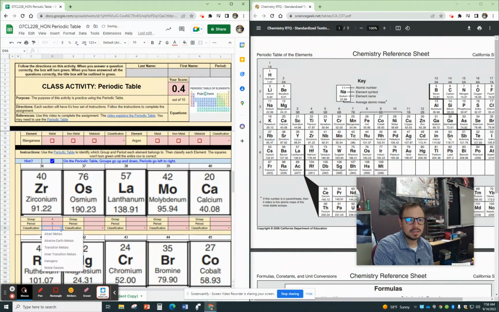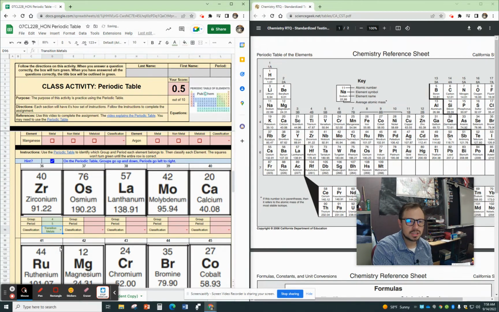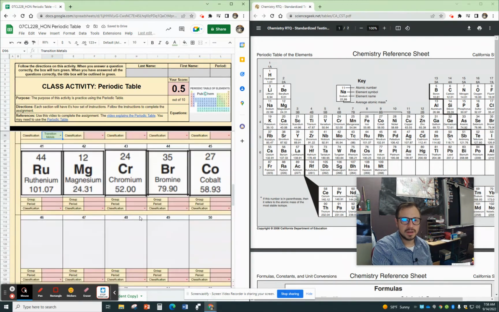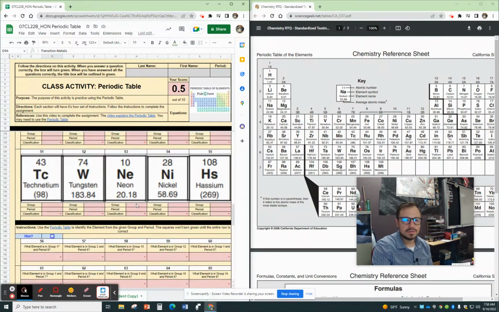And the last thing I ask you to do is classify it. It is in groups 3 through 12, so it is one of those transition metals. Notice I got it right. And the whole question turned green. All right, so do those for those 20.